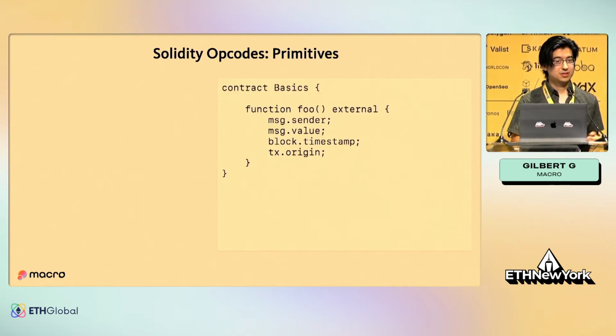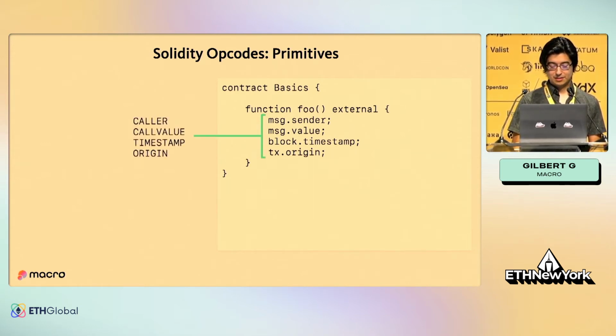So here are some primitives. We just talked about message.sender a little while ago. And all of these that you see here that you write have native opcodes. I didn't list all of them here, but this is enough to give you an idea. Message.sender is the caller opcode. Message.value is the call value opcode, and so on. So all of these Solidity concepts have a dedicated opcode tied to them. That's pretty easy.